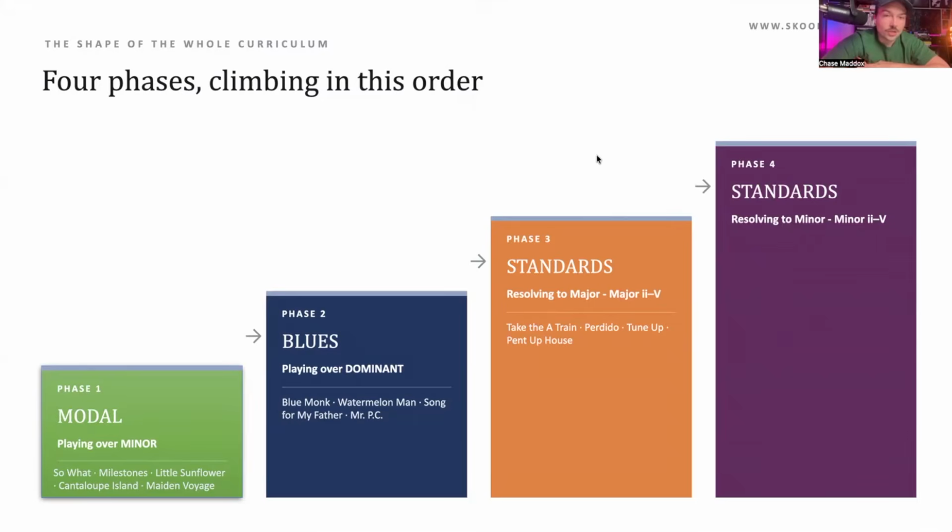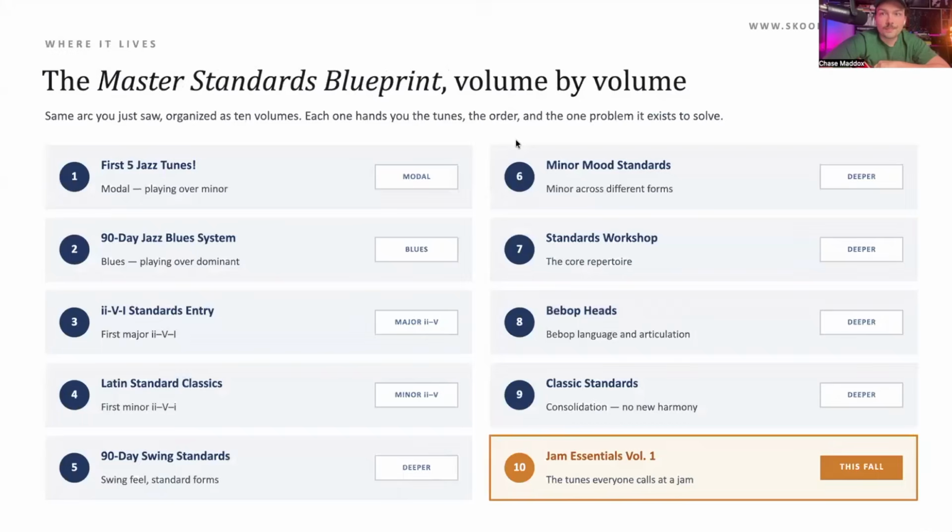Like for any progression, before you can play that progression itself, make sure you know how to play over each of those chords individually before trying to connect one to the next. All right. So within Master Standards Blueprint, I have these all laid out in sort of volumes to keep it succinct. And in the fall, we'll do another set of tunes that I'm calling Jam Essentials Volume 1.